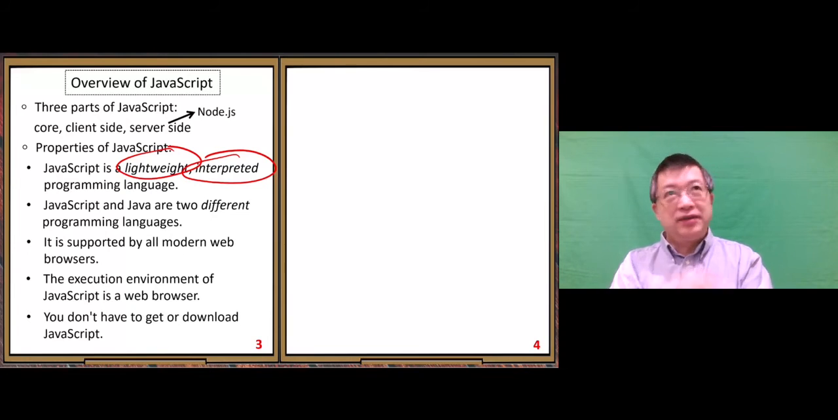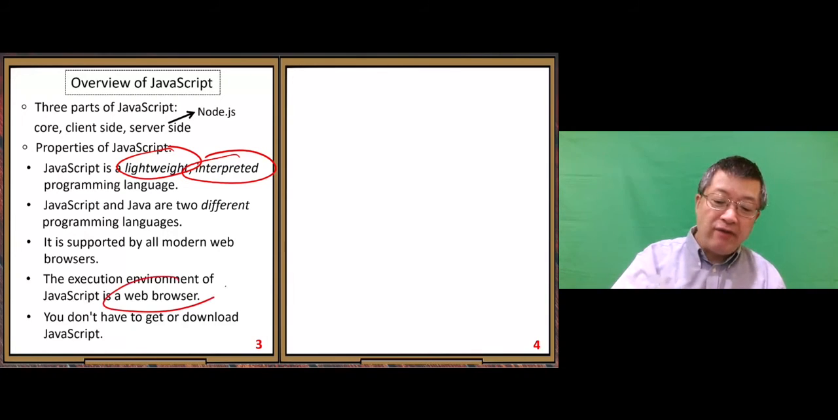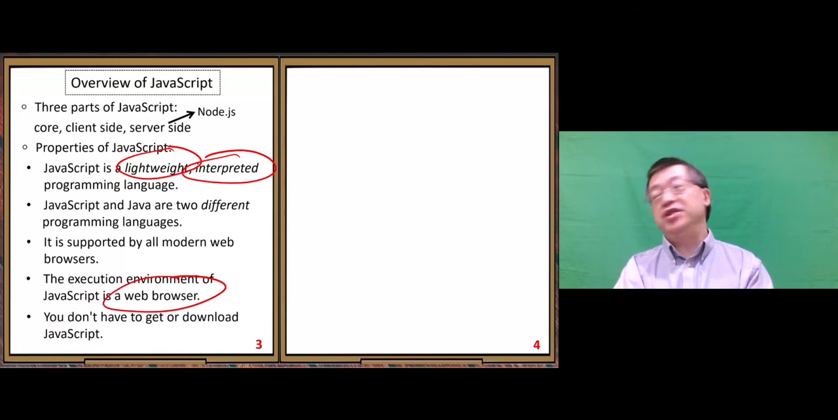So you do not download the software, right? Like Java. How do you use Java to do programming? You need to download the Java, right? Install, yeah. But for JavaScript, you do not, because we have a web browser, so we can run JavaScript. Okay.